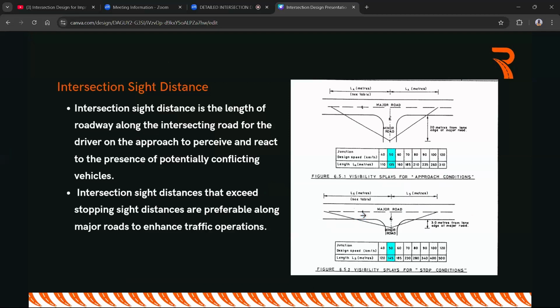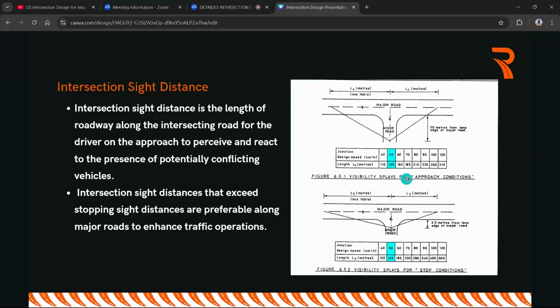I think in the Kenyan road design manual, they don't call it sight distance. In AASHTO, American standards, they call it intersection sight distance. In Kenya, they call it visibility splays. I don't know what you call it in your country. Please check it.